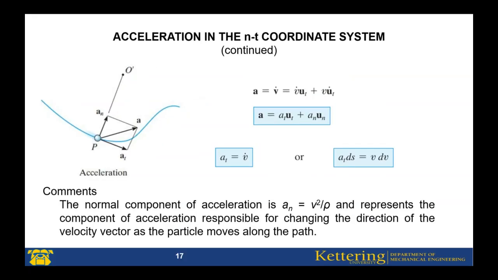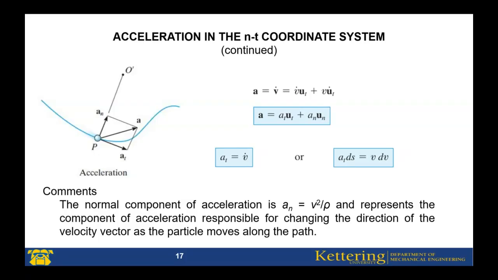To find the acceleration in this coordinate system, the acceleration will be this vector. Acceleration has 2 components, one along tangential, one along normal. Along the tangential direction, it will be v dot, or the derivative of velocity with respect to time. Along the normal direction is this. It is v squared divided by the radius of the curvature.